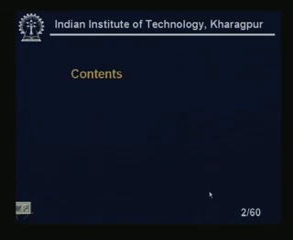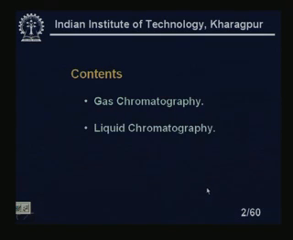The contents are gas chromatography, liquid chromatography, and chromatogram. We will see that in this particular lesson. We will discuss how the chromatogram should look, what happens if multiple peaks come, what the problems are, and what exactly the shape of the chromatogram should be. That depends on finding the concentrations of the different components of the gas and liquids precisely.